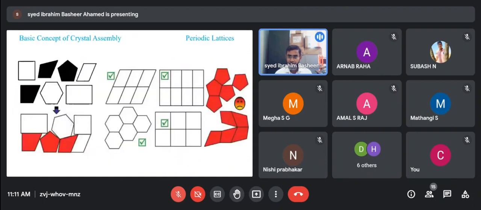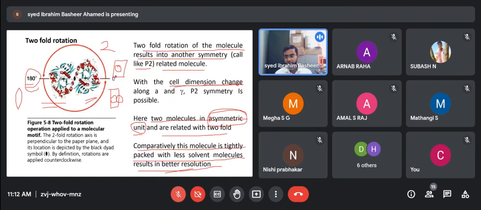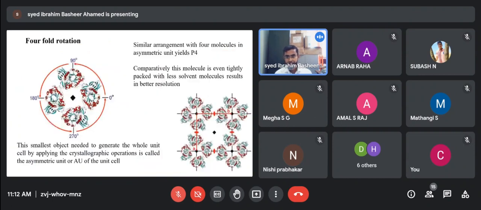This unit cell is a symmetric unit, so you will have a symmetric relation with another unit, and another symmetric relation with another unit, in all three directions. Whereas in an asymmetric unit, you will not have any kind of symmetry. Here you can see it's a four-fold symmetry, a similar arrangement with four molecules in the asymmetric unit.